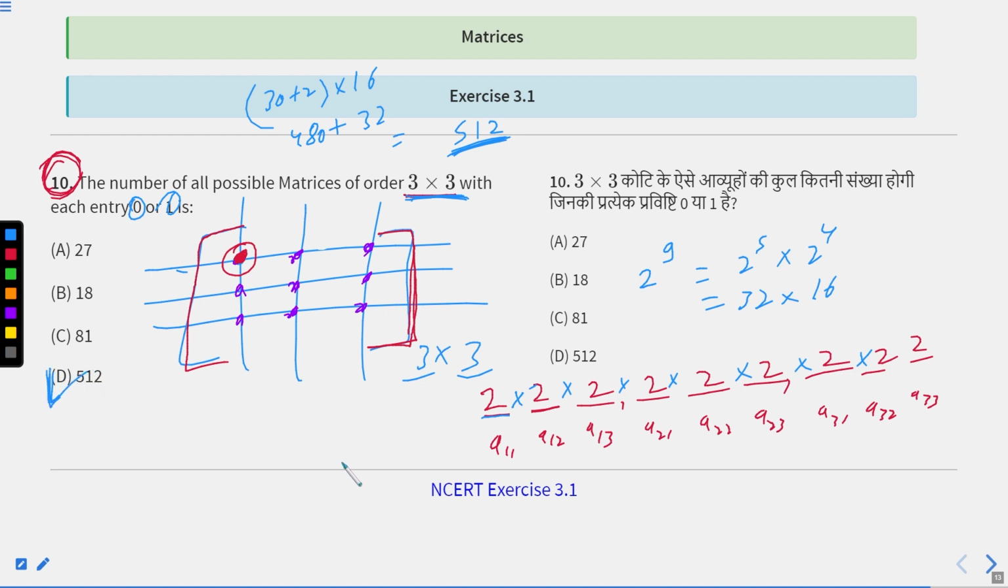Okay. I hope that this is very clear to you. As this was the last question of this exercise 3.1, chapter 3 matrices, I hope that you understood every explanation I gave.